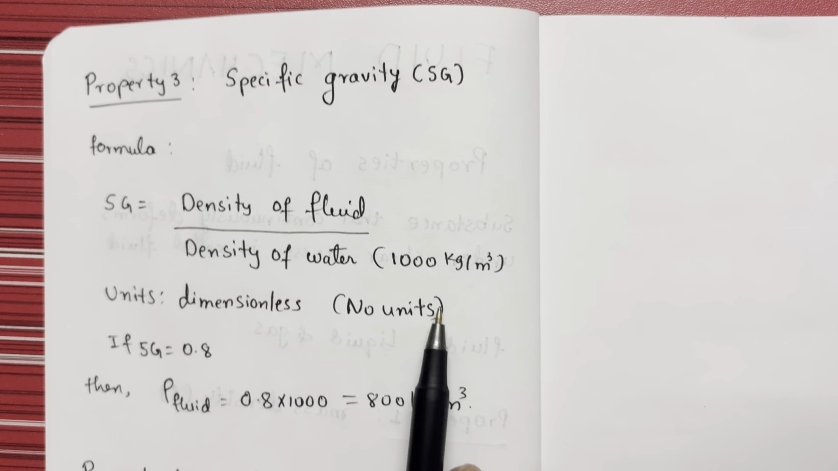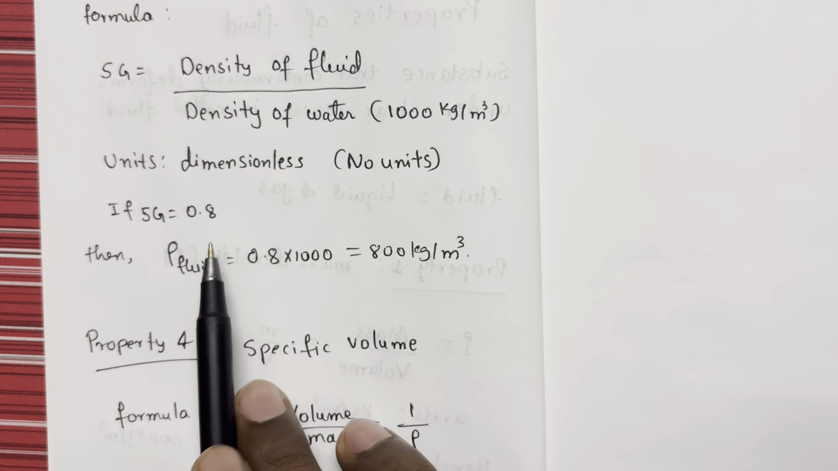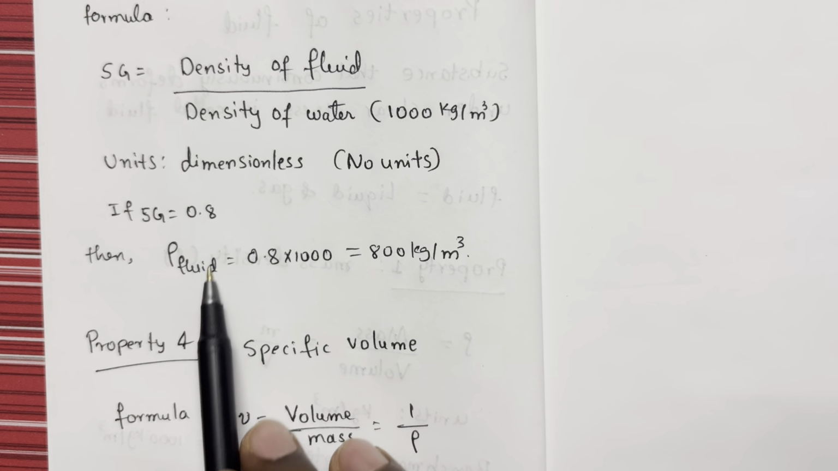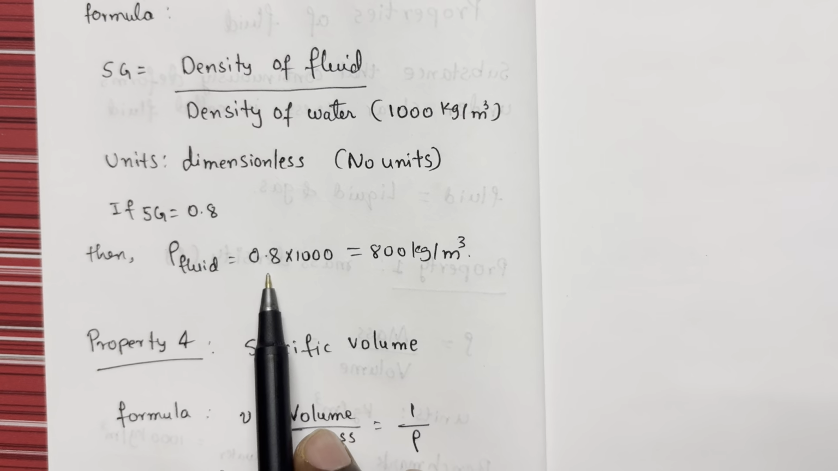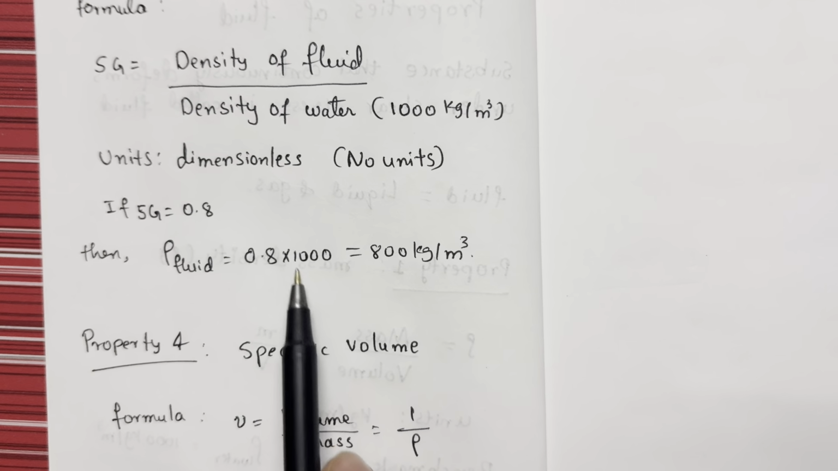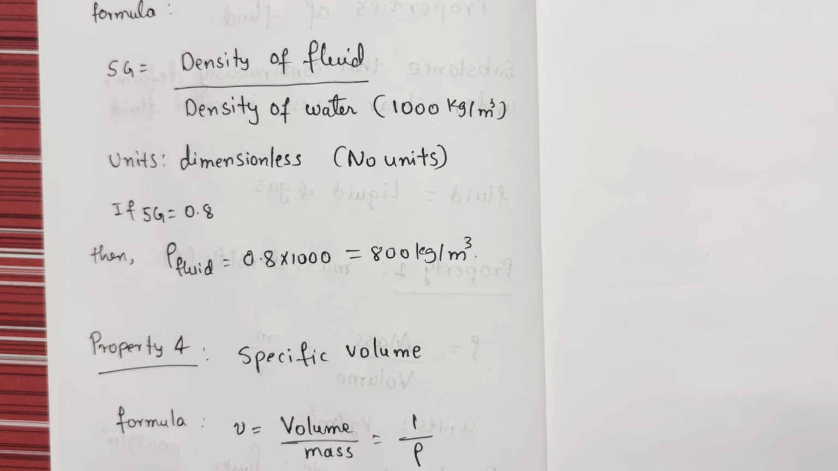It has no units. So if you are given the specific gravity of a fluid, which is 0.8, then how do you calculate its density? You just multiply specific gravity with 1000, and that is your density.